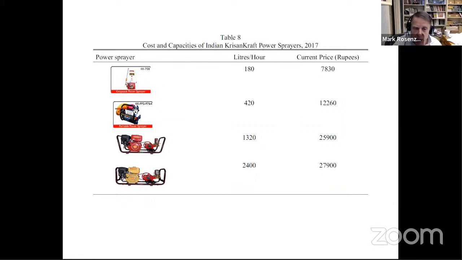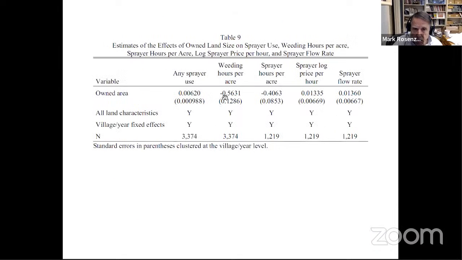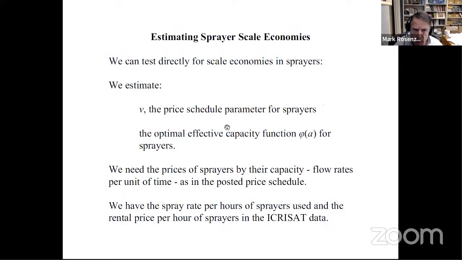You can see that from the smallest power sprayer to the largest, there's a 13-fold increase in capacity. When we look at the price, it's only a 3.5 times increase in price. So nu is clearly less than 1 here. There's nonlinear pricing, so a farm that can take advantage of the large capacity machine is going to pay less per hour, assuming the rental price reflects the price of the machine, which is the usual thing. And that's exactly what we see. We see that the larger farmers who are using larger capacity machines are paying a higher rental price. That is what we would expect given the machines are higher capacity. These are just regressions that show that what we see in the graphs is statistically significant.